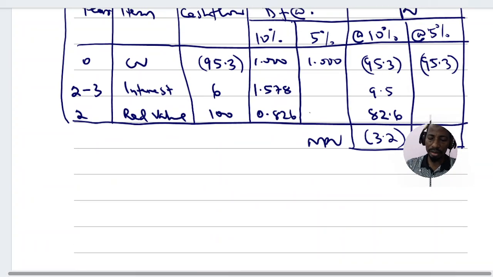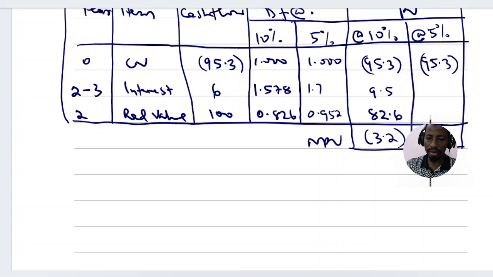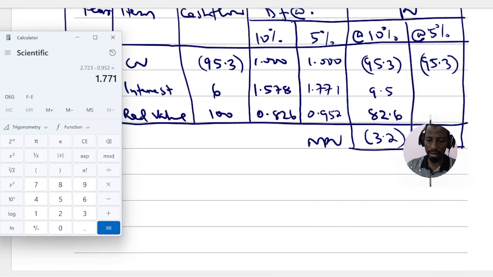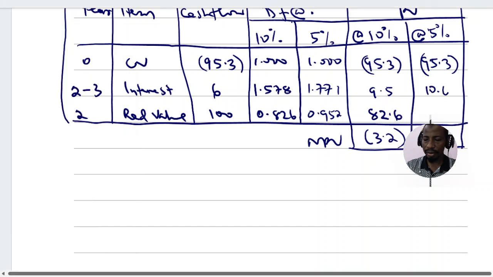All right, this is 0.952. This is 1.771. Is it? Yes, it is. So 1.771 multiplied by 6, so the total interest is 10.6. That's the PV of the interest.